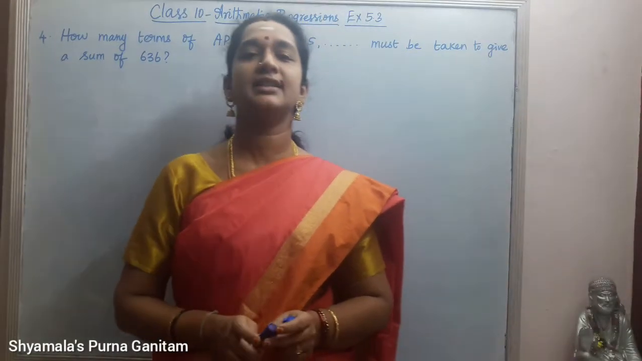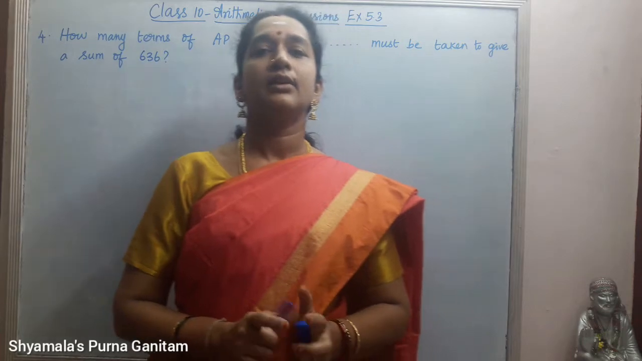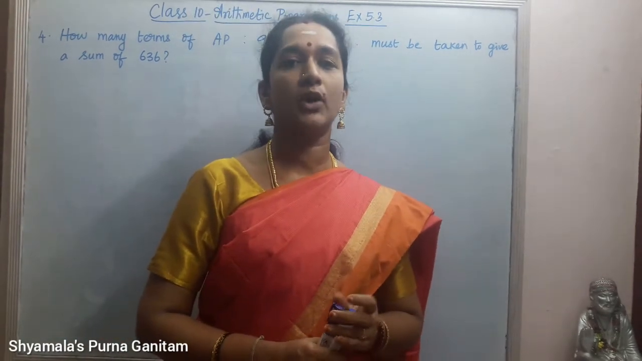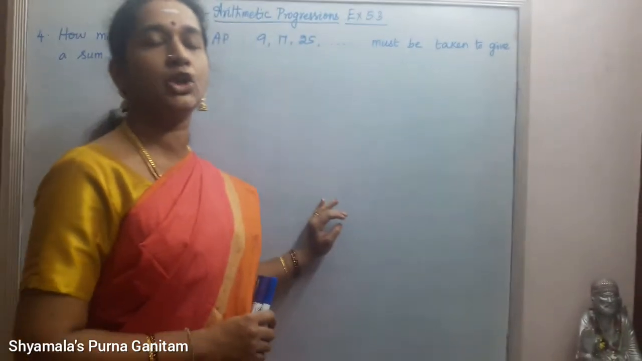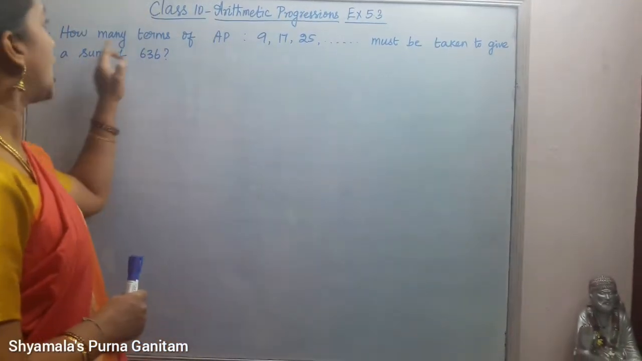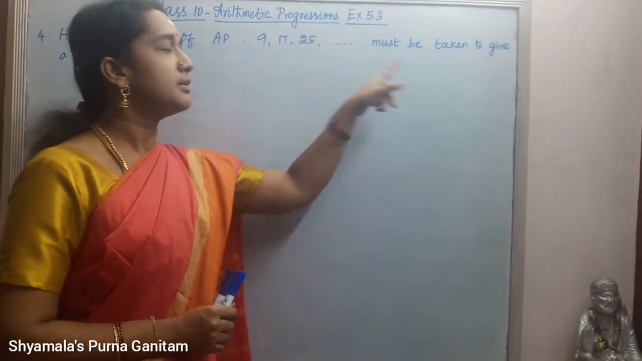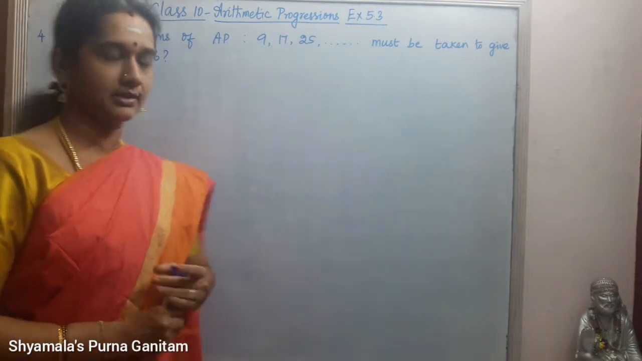Good morning students. In this class I will be doing class 10 CBSE syllabus 5th chapter, arithmetic progressions, exercise 5.3. The first 3 subdivisions I have already completed. Now I will continue with the 4th sum. How many terms of the AP 9, 17, 25 must be taken to give a sum of 636?